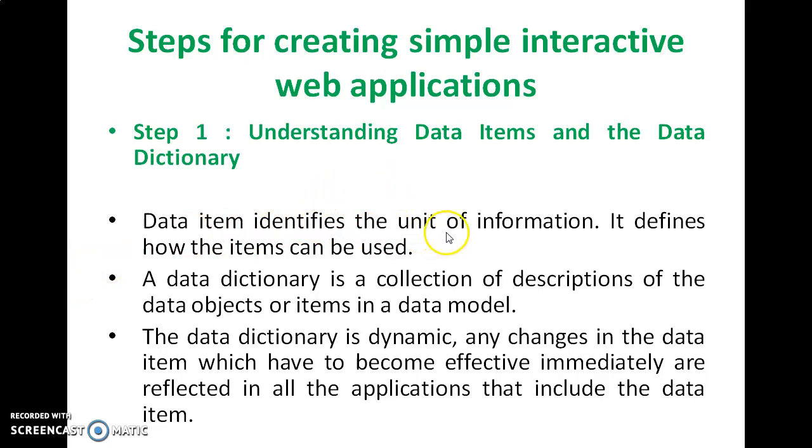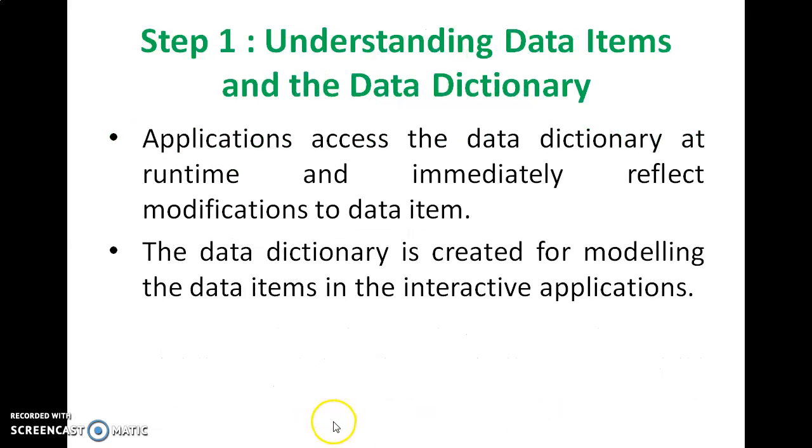Data items identify the unit of information. It defines how the items can be used. A data dictionary is a collection of descriptions of the data objects or items in a data model. The data dictionary is dynamic. Any changes in the data item which have to become effective immediately are reflected in all the applications that include the data item. So applications access the data dictionary at runtime and immediately reflect the modifications to the data item. The data dictionary is created for modeling the data items in interactive applications.